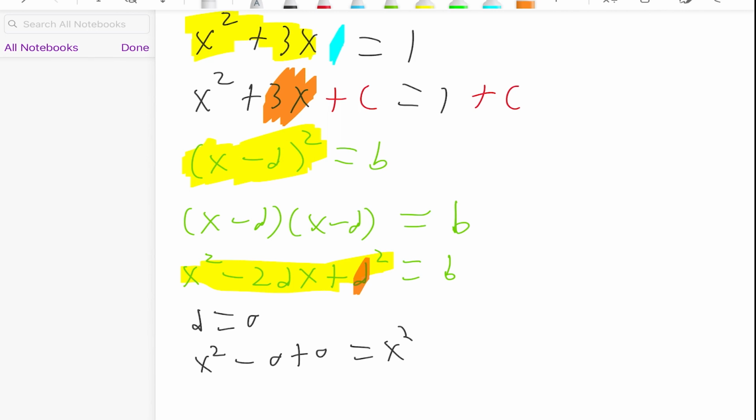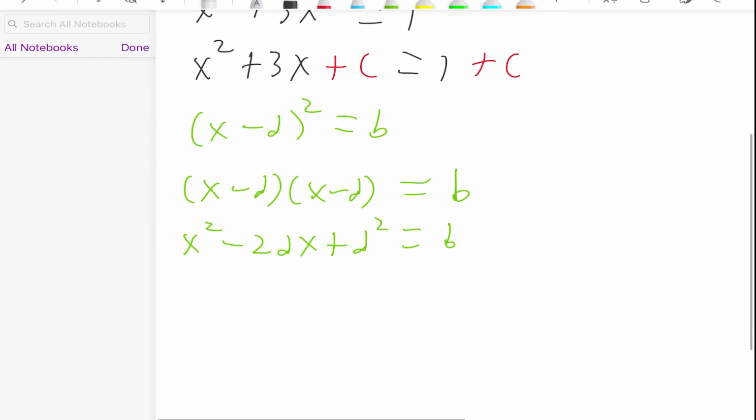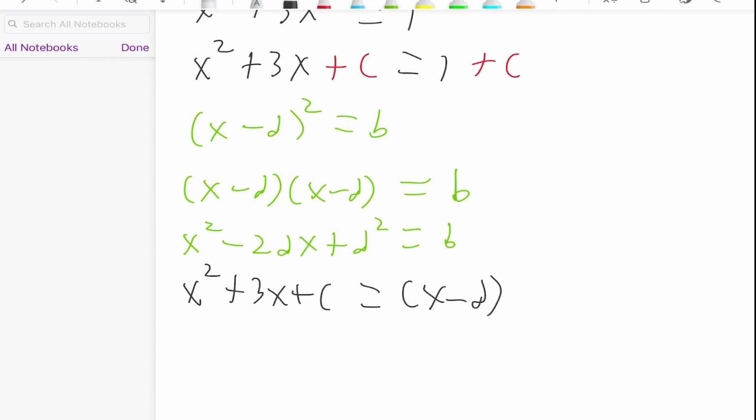So to fix that, we need to add a constant. And that's what we've done here with our plus c. We've just plussed c to everything, which is our constant. So now that we plus c to both sides, we want to turn x squared plus 3x plus c into our perfect square, right? (x take d) squared. That's what our main goal is.